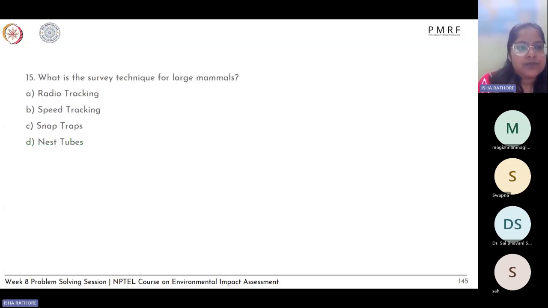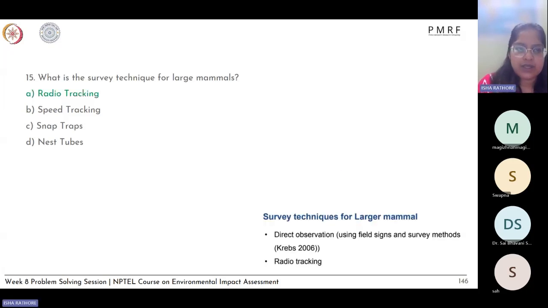So moving on. What is the survey technique for large mammals? Is it A, radio tracking, B, speed tracking, C, snap traps, or D, nest tubes for large mammals? A. So A is the correct answer. For larger mammals, we have either direct observations or radio tracking. So A is the correct answer.